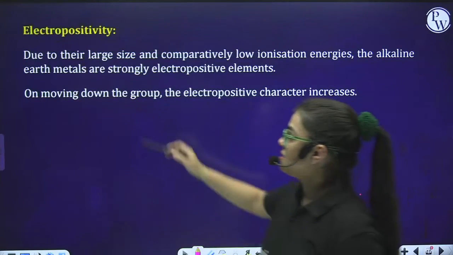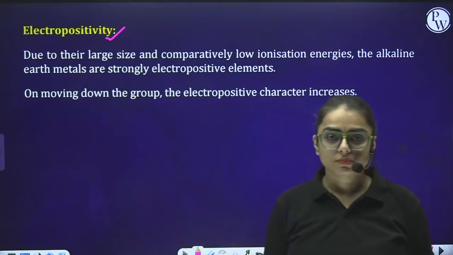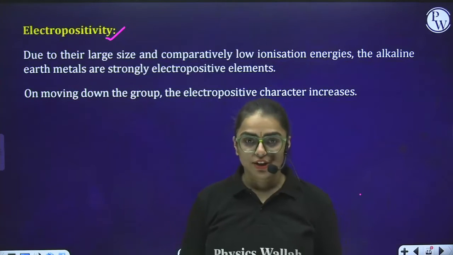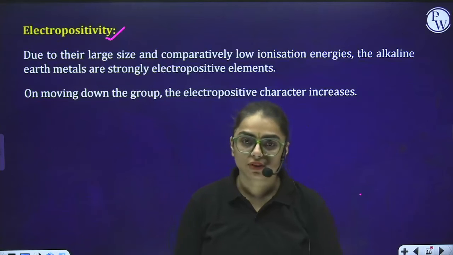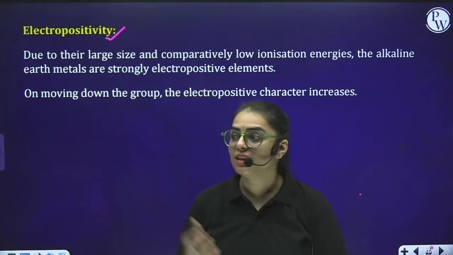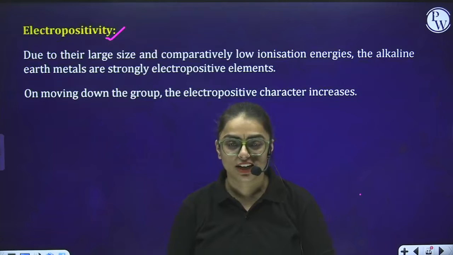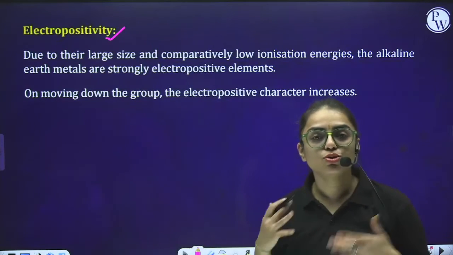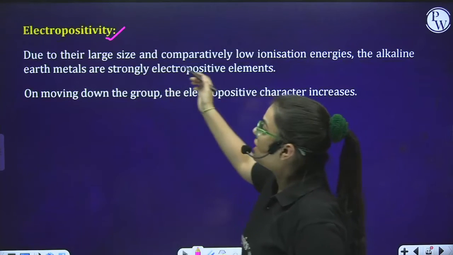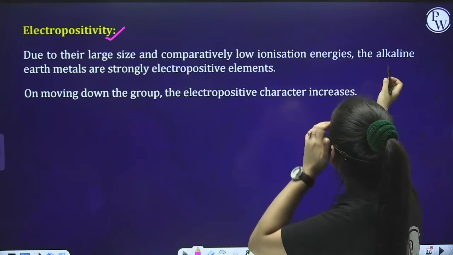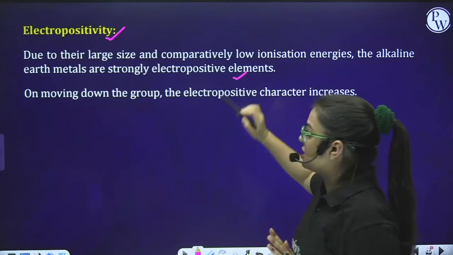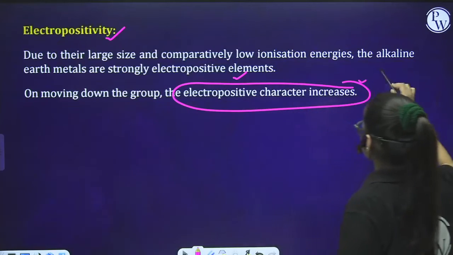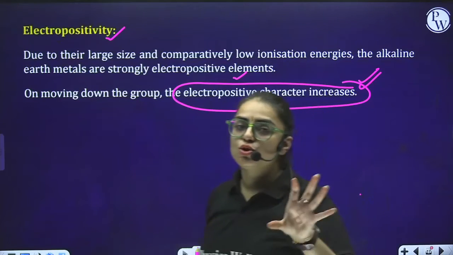Moving on to the next characteristic, we have electropositive character. Why do they have electropositive character? Because they can create cations by losing electrons, so they exhibit electropositive character. What is electronegative character? When something gains electrons, that is electronegative character. Electropositive, when it loses electrons, so it has 2 electrons in the valence shell to lose, so it is electropositive in nature. Due to their larger size and comparatively low ionization energies, these metals are strongly electropositive elements. On moving down the group, the electropositive character is going to increase. Now this is a very, very important part that you should know.